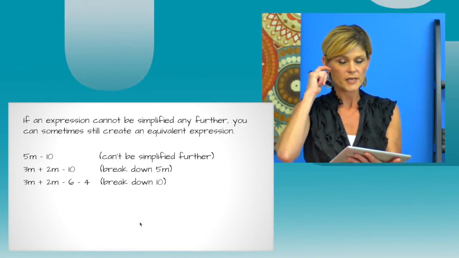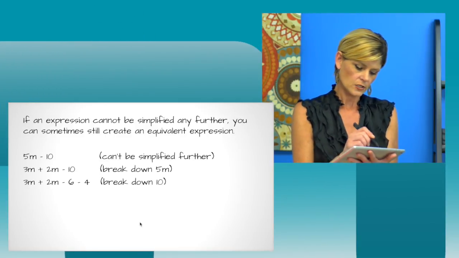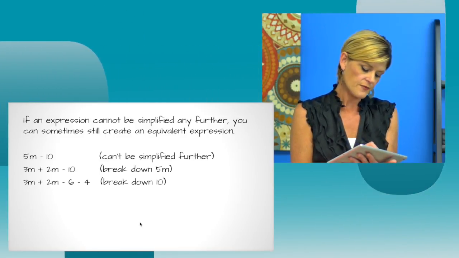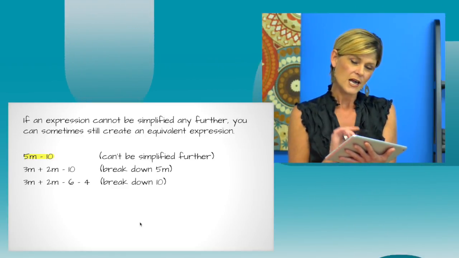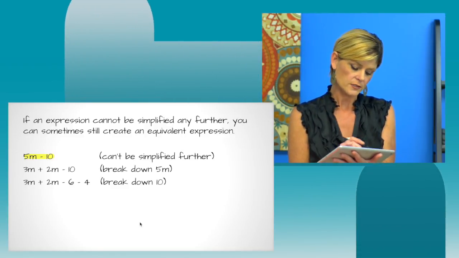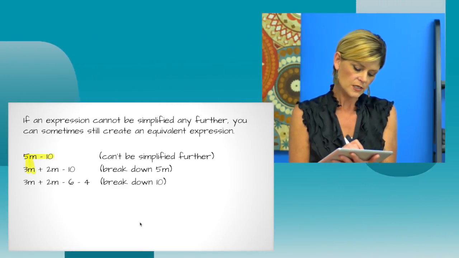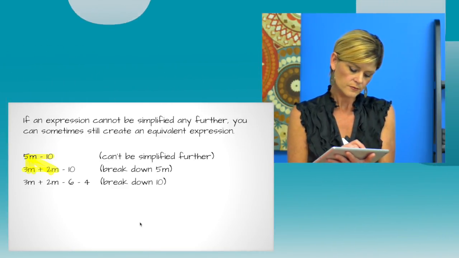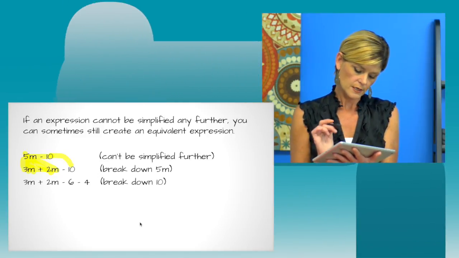And what I mean by this is we can break down expressions into smaller little pieces. Let's take a look at an example. I have 5m minus 10. That cannot be simplified any further. However, I can break it down into smaller pieces. For instance, I can show 5m as being the same thing as 3m plus 2m, right? And we'll just leave my 10 the same for now.